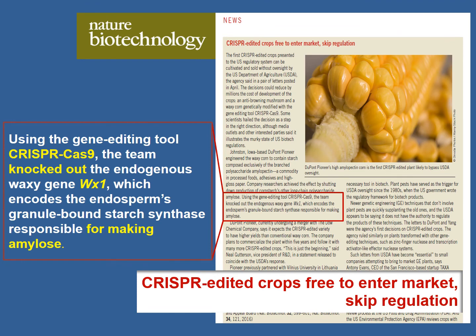In corn, using the gene editing tool CRISPR-Cas9, the team knocked out the endogenous WX1, which encodes the endosperm's granule-bound starch synthase responsible for making amylose. So, CRISPR-edited crop escapes regulation.